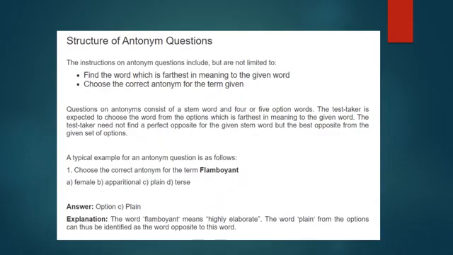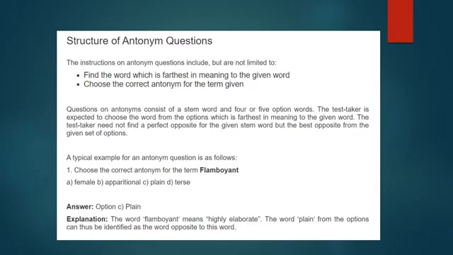Now let us see how the question appears in the examination. So, the structure of antonym questions. The instructions on antonym questions include, but are not limited to, "find the word which is farthest in meaning." In the case of synonym, we have seen "the word which is nearest in meaning to the given word." But here in the case of antonym, it is the word which is farthest in meaning, or "choose the correct antonym for the term given."